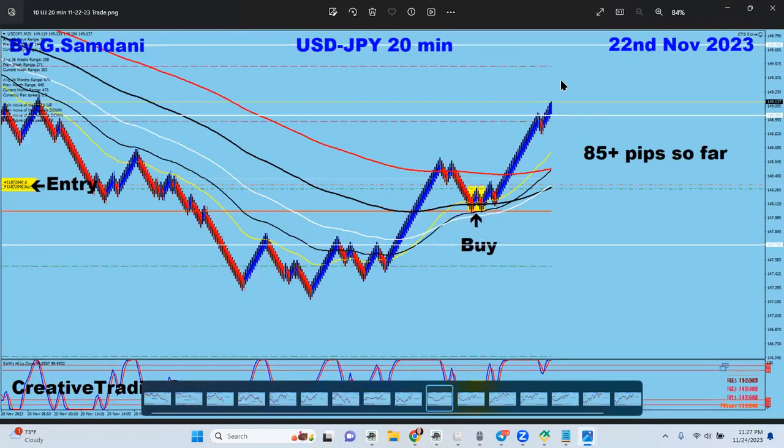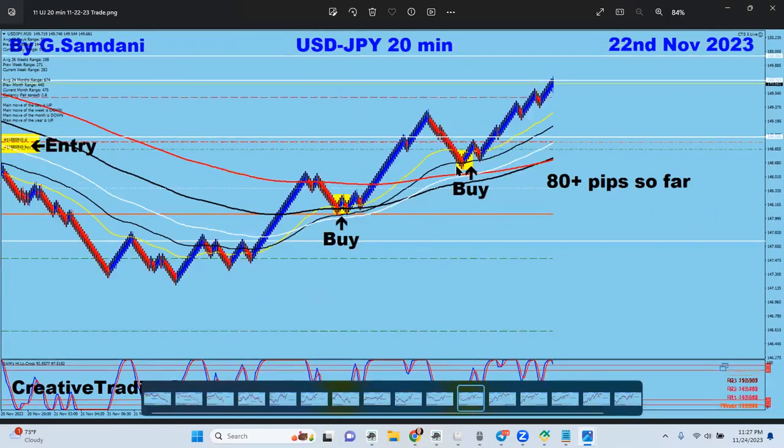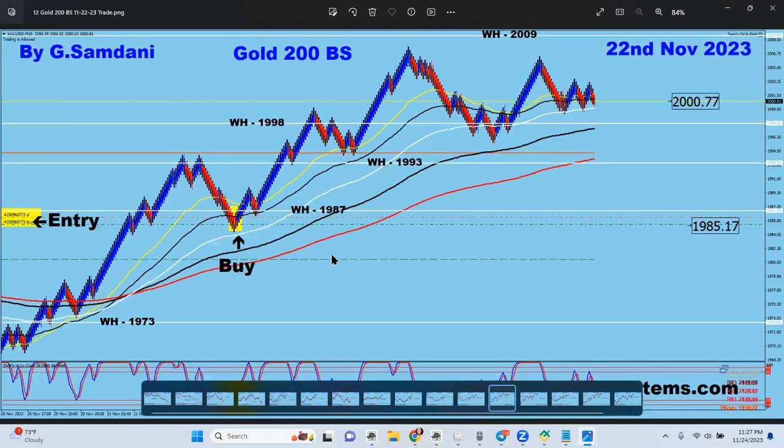USD yen again, it went up 85 pip, buy order like that. USD yen again, second entry. This is the first one I just showed you. This is the second one for 80 pip again. Buy orders there. This is gold from 1985 to 2000. And on the 22nd, right?